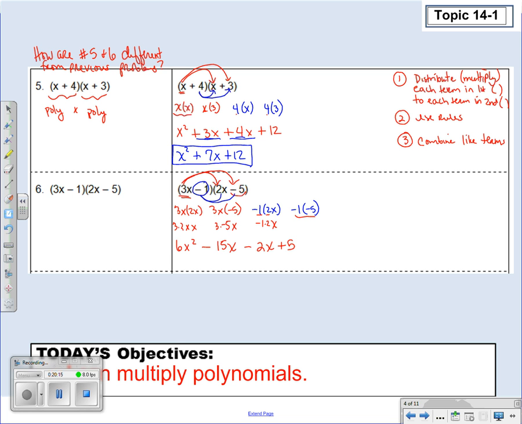When we combine like terms, our two middle terms are like. If you like to, write them up and down. So negative 15x minus 2x, that's going to give us a negative 17x. So my final answer will be 6x squared minus 17x plus 5.